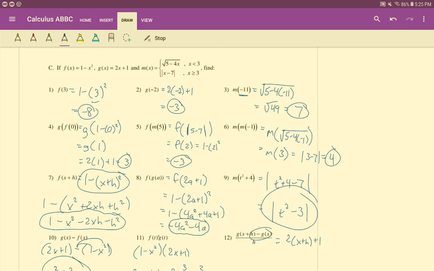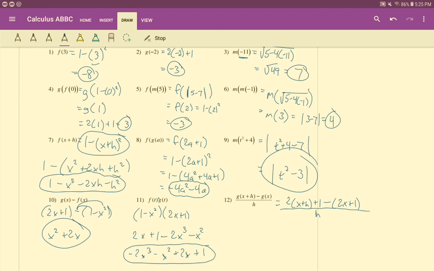Then for this piece, we're supposed to subtract g of x. g of x is 2x plus 1. So we're just going to subtract the quantity 2x plus 1, and then put this whole thing over h. Okay, now later on in calculus, this will have meaning attached to it, and it's fundamental to the calculus that we'll be doing. So that's why it's super important that you're comfortable with doing this math right now. Okay, both the substitution and simplification.